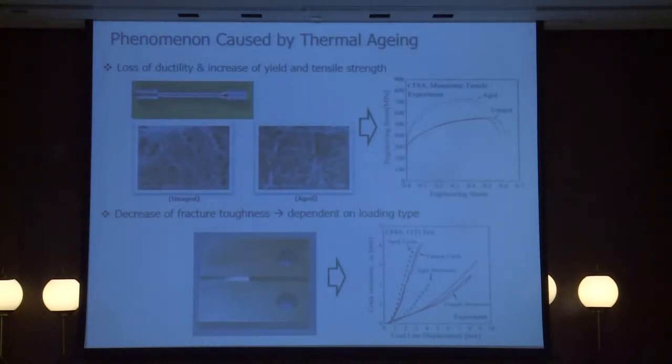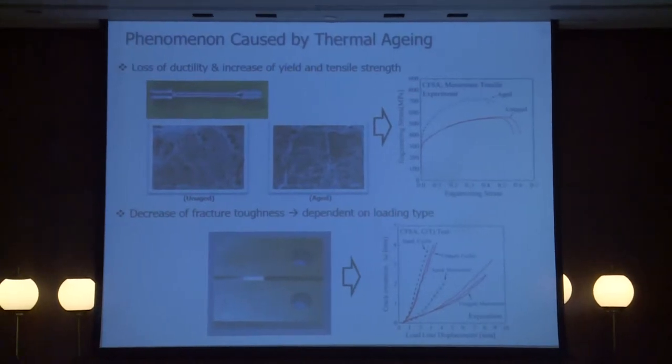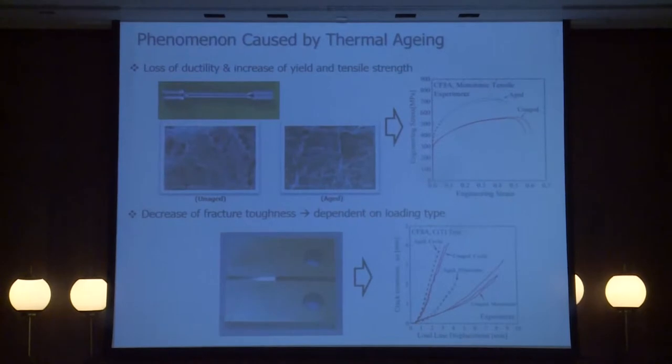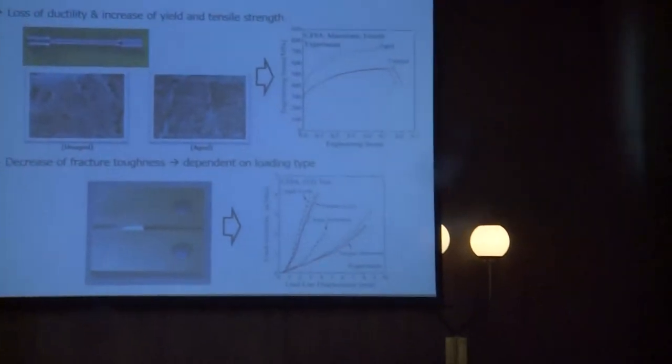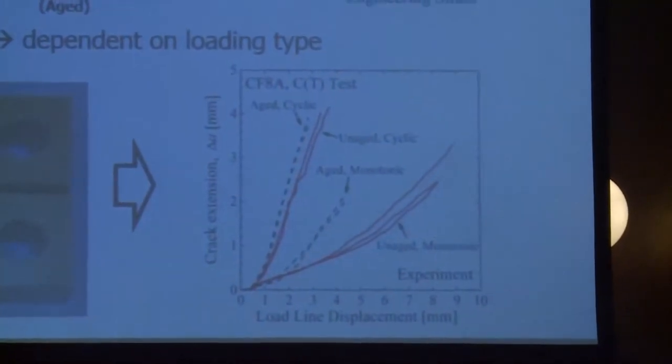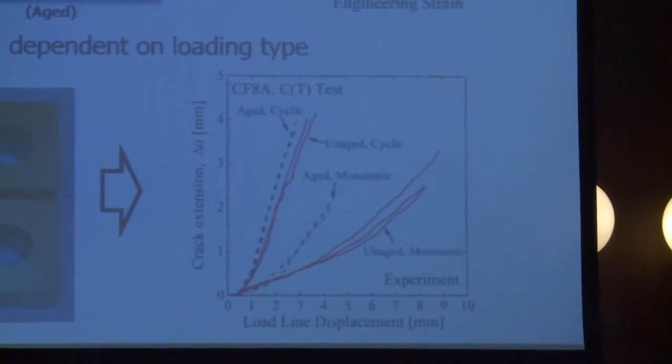This page shows the phenomenon caused by thermal aging. In this tensile test data, you can see that the ductility decreases and the tensile and yield strength increase when aging occurs. In this fracture toughness data, you can see the decrease of fracture toughness is dependent on loading type. In the monotonic test data, the crack extension of the aged one is almost 2 times faster than that of the unaged one. But in the cyclic test data, the crack extension of the aged one is almost 30% faster than the unaged one.